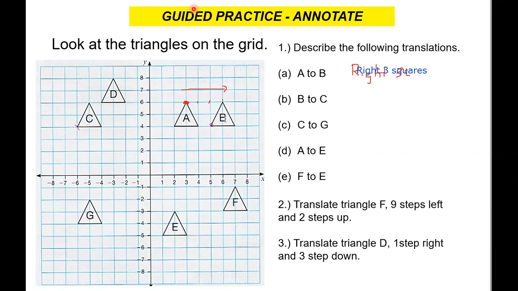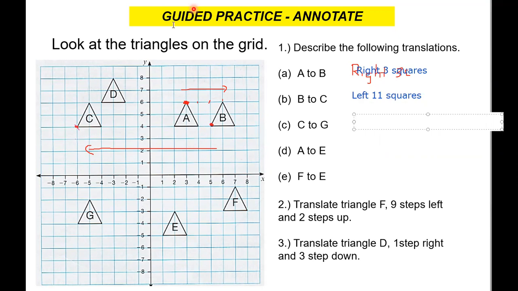Next one. B to C. So again, we will mark this one, B to C. So up to here, right? So again, it will go like this. So that means to say it is left. So left, how many squares? 1, 2, 3, 4, 5, 6, 7, 8, 9, 10, 11. So 11 squares.